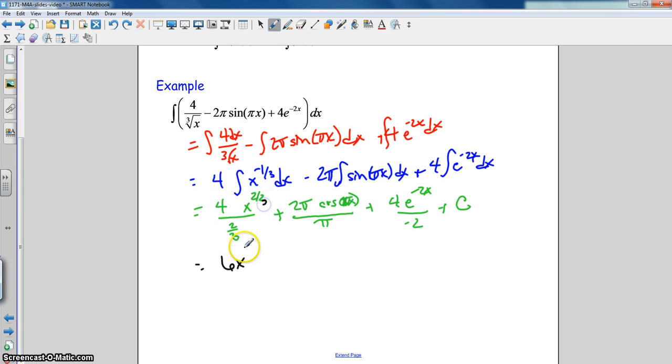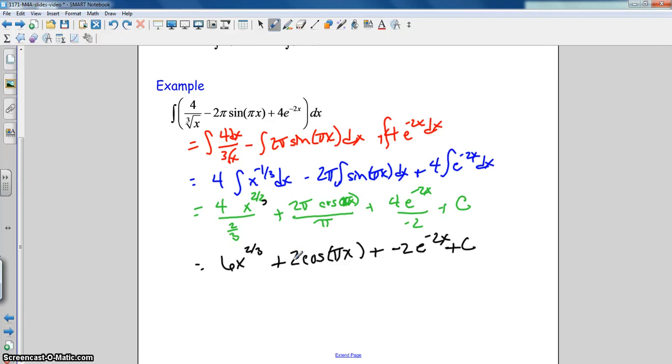this should be thirds, to the 2/3, plus the pi's cancel, so I get 2 cosine of pi x, and then I add to that actually a minus 2 e to the minus 2x plus c, and that will be my general antiderivative. Okay, so again, sum and difference property, constant multiple, and then just simplify.